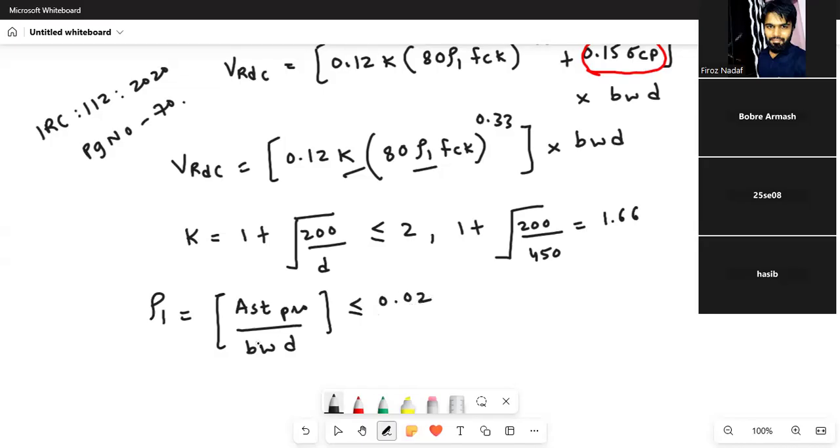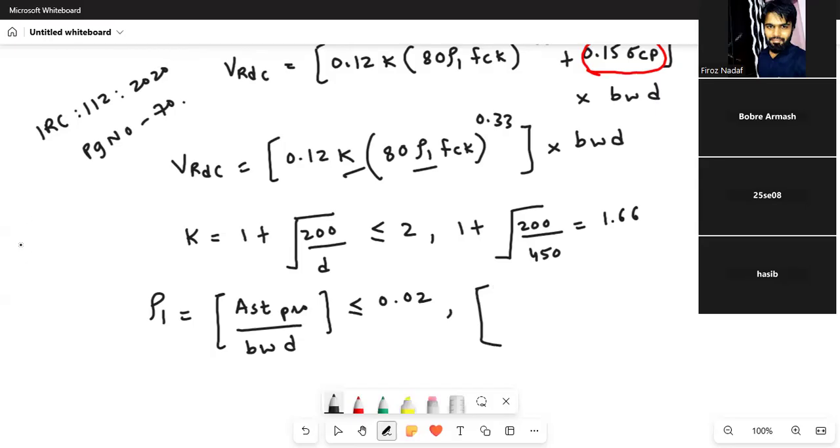So, you know what AST you have provided in the longitudinal direction. You know how to calculate that, but I will directly write the value here. If you don't know, we will see in the next class. What AST have you provided? You have provided 20 mm bar at the rate 150 center to center. That spacing and that bar have to be converted into AST.